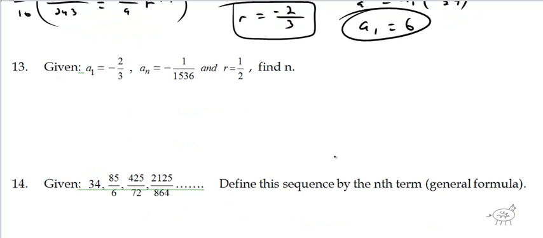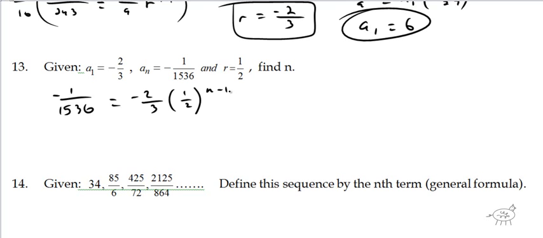Okay, 13. I give you the first term, and I give you the general term, and you have to basically find n. I don't know if you remember this one, but you're going to have to use logs for this one because you're looking for the exponent. So we have a sub n, which is negative 1 over 1536, equals a sub 1, negative 2/3, times r to the n minus 1.